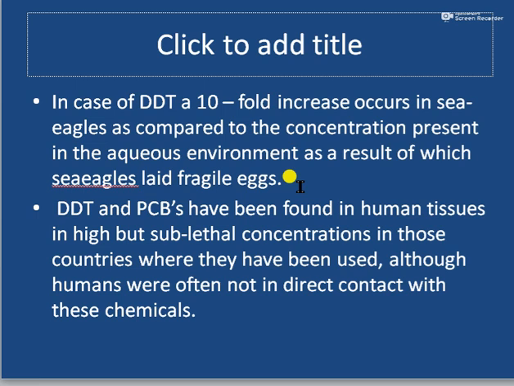And although humans were not directly coming into contact with DDT or such chemicals, they are being found to be accumulating within our food chain and within our body through indirect methods, because we are part of the what? Food chain. So that is a process called biomagnification.